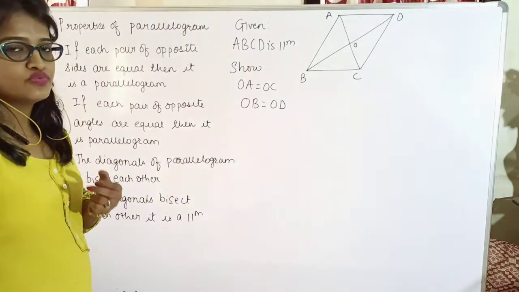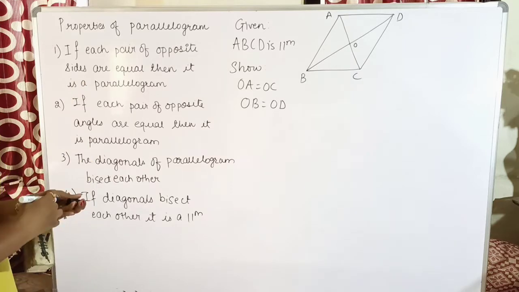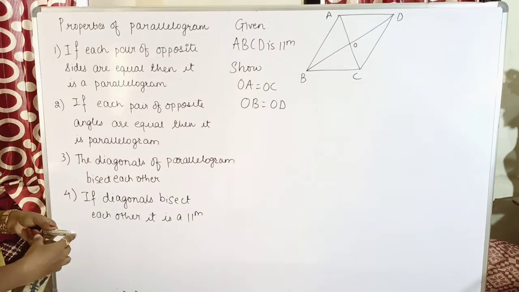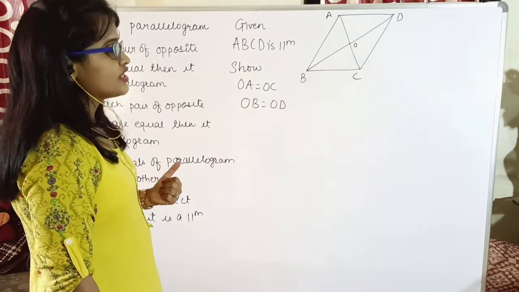That you have to prove. Okay, so how can it be proved? Yes, for showing OA equal to OC and OB equal to OD, how can it be proved?